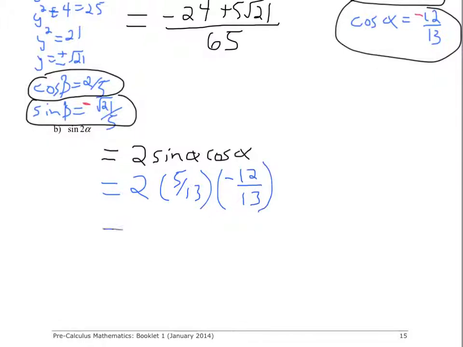So how do we multiply fractions? Top times top times top when we have 3 of them. So 2 times 5 is 10. 10 times negative 12 is negative 120. And 1 times 13 times 13 is 169. So the answer here is negative 120 over 169.